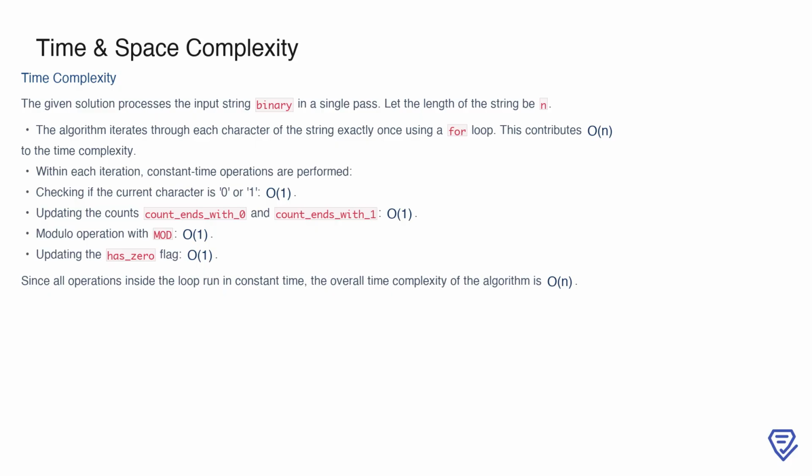For instance, checking whether the current character is 0 or 1 takes O(1), updating the counts count_ends_with_0 and count_ends_with_1 is also O(1), performing the modulo operation with mod is O(1), and updating the has_0 flag is O(1). Since all these operations are constant, the overall time complexity is O(n), driven entirely by the single pass through the string.